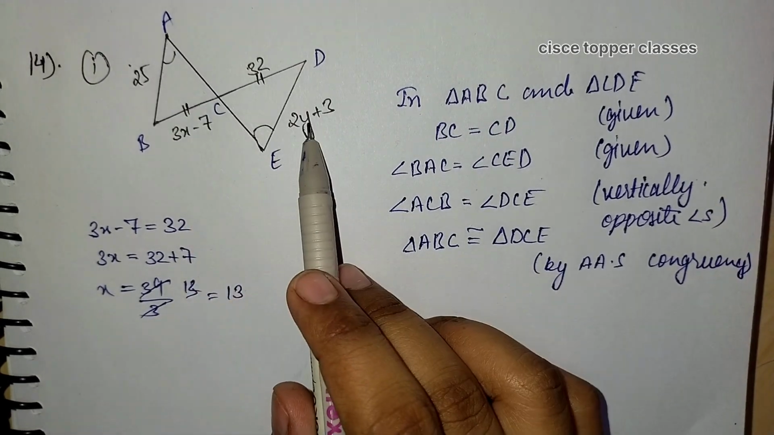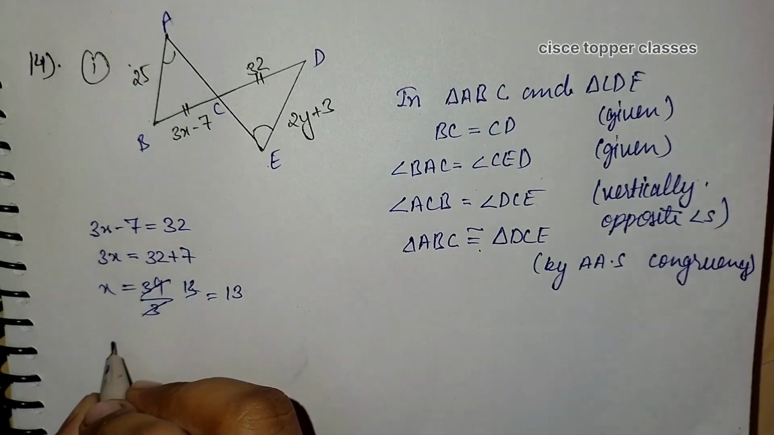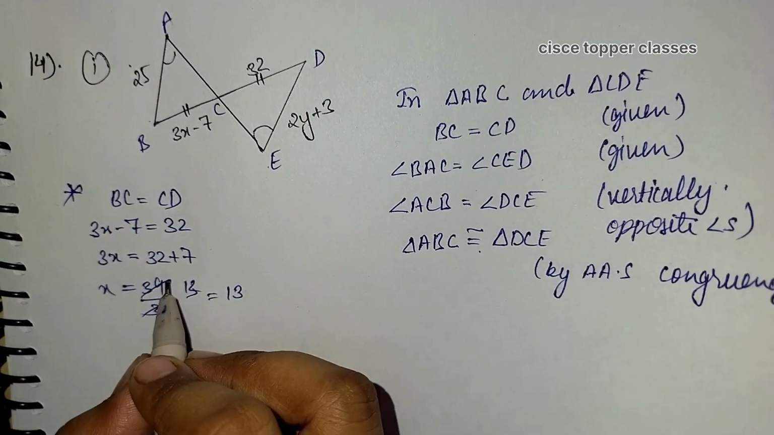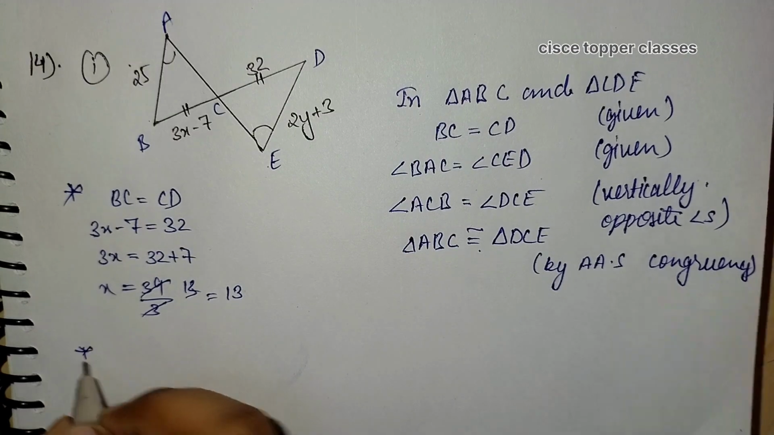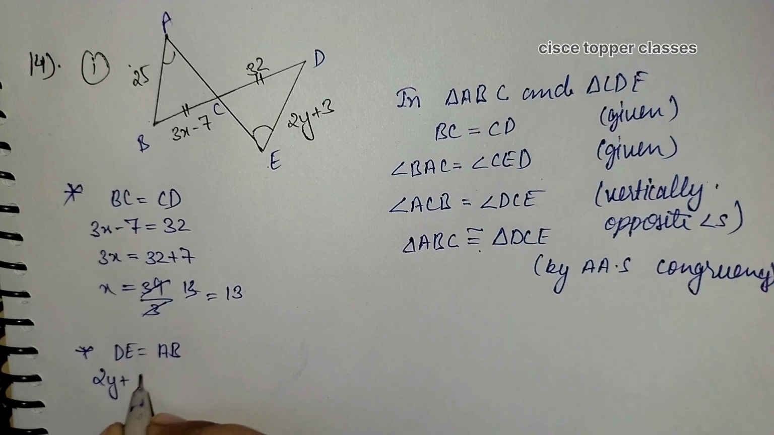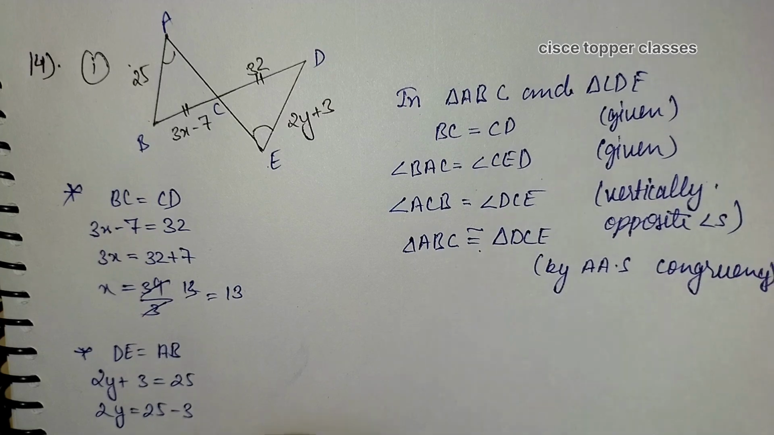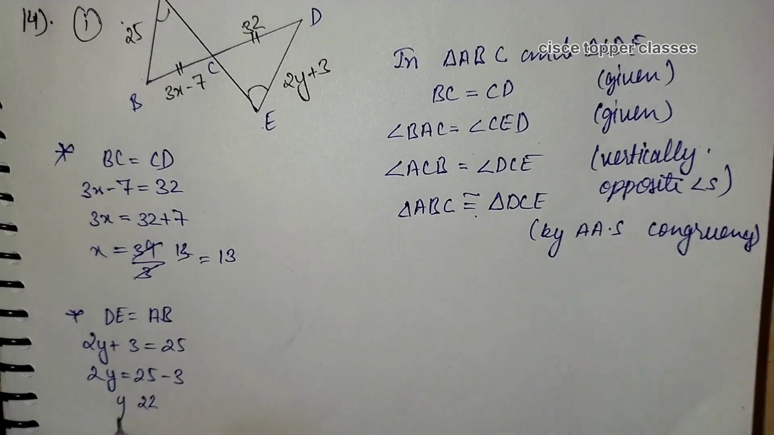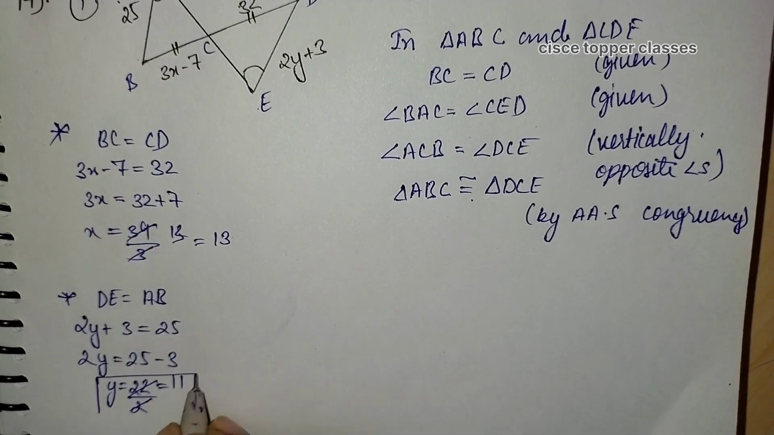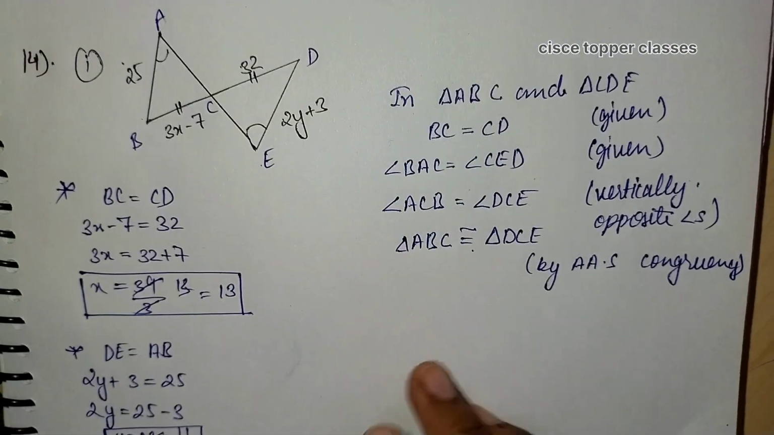Now we have to find the value of y. From this congruency we can say that DE is equal to AB. Earlier, from BC is equal to CD, we found the value of x. From DE is equal to AB, we can find the value of y, meaning 2y plus 3 is equal to 25. So 2y is equal to 25 minus 3, which is 22, divided by 2. So it will be 11 as the answer. The value of y is equal to 11 and the value of x is equal to 13. So this is the answer of the 14 first part.